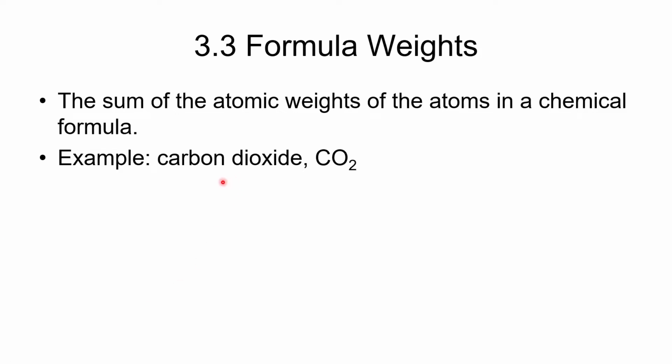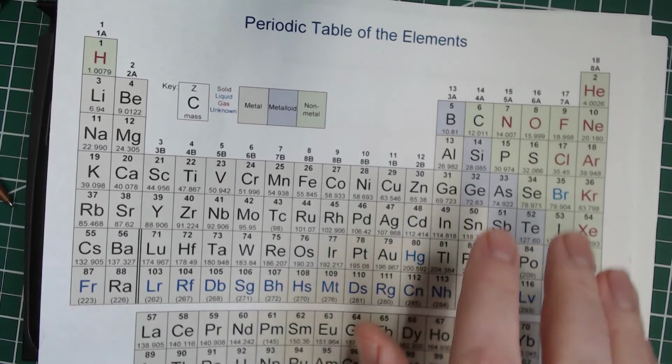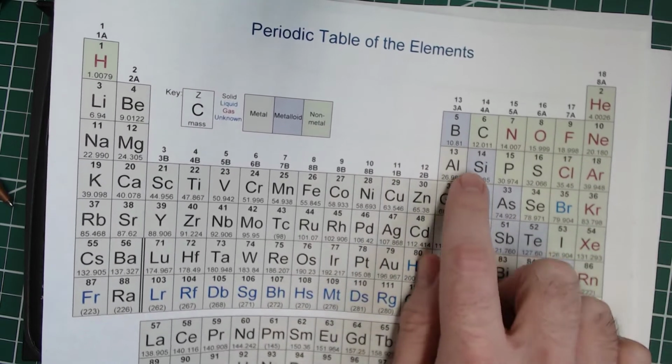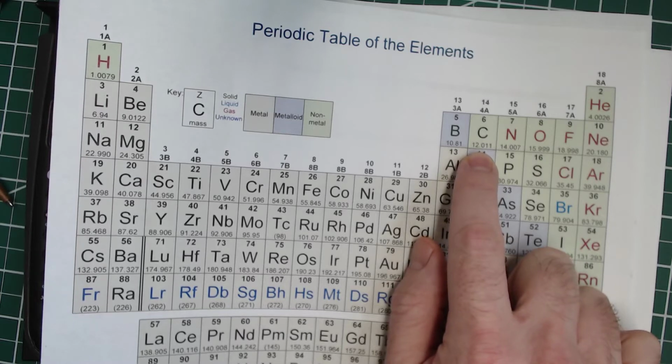All right, we're on to Chapter 3, Section 3, and we'll be looking at formula weights. The formula weight is simply the sum of all the atomic weights of the atoms in a chemical formula. Just as a reminder, the atomic weight is on the periodic table. So here I've got the periodic table, and we'll just look at carbon because we're going to be doing carbon dioxide here in just a second.